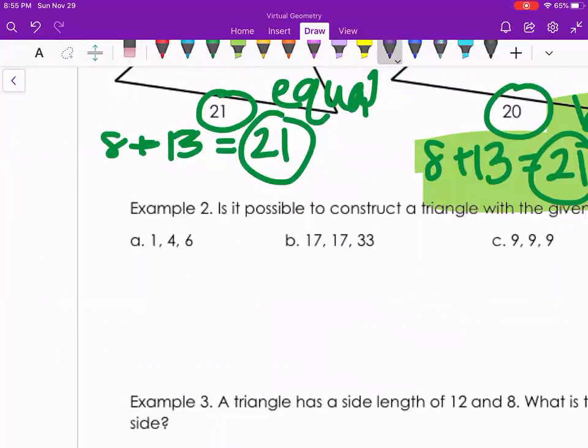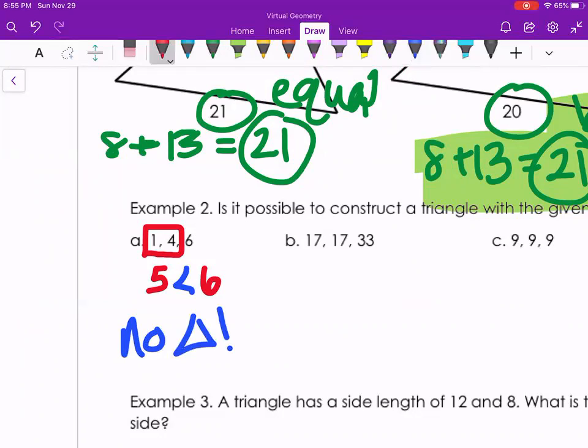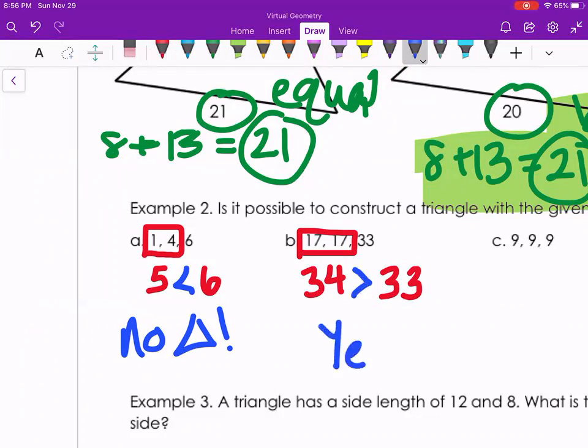So we've got three numbers here, 1, 4, and 6. Add up the two smaller numbers. So that gives us a 5. What is 5 to 6? Well, 5 is less than 6, so no triangle. Let's do the next one. 17, 17, 33. Again, add up the two smaller numbers, which is 34. Compare 34 to 33. It is greater, so there is a triangle. We can make a triangle out of that.